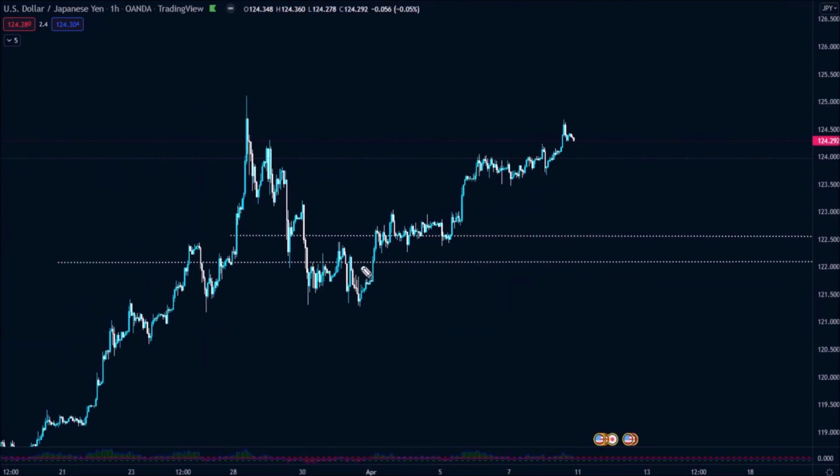So you can see the pullback here: resistance, resistance, resistance, a little sweep of the level, then a break above, and now that has acted as support to push price higher. So if we get a pullback into that level, then I'll be looking to use that level to trade higher.